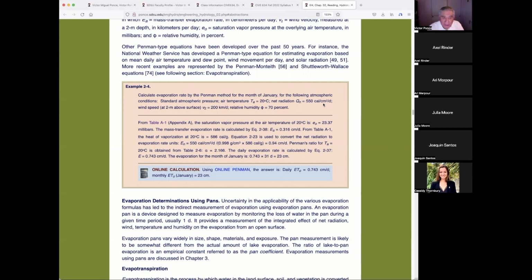Wind speed at 2 meters above the surface, 200 kilometers per day, and relative humidity is 70%. So then we apply the methodology over here, and I'm not going to go over that. I'm going to have you do it on your own. Make sure that all these equations make sense. And finally, we have the online Appendment, which we're going to run at this point.